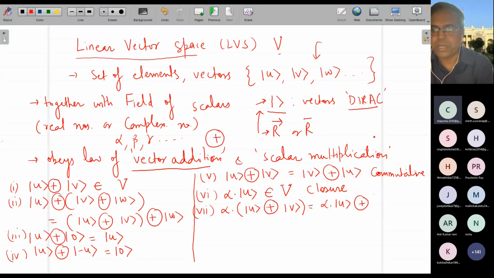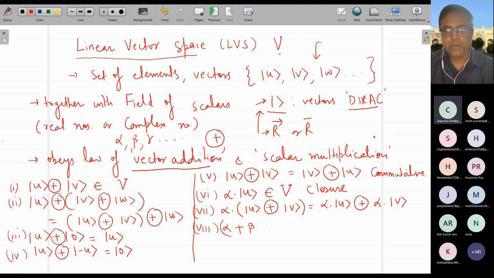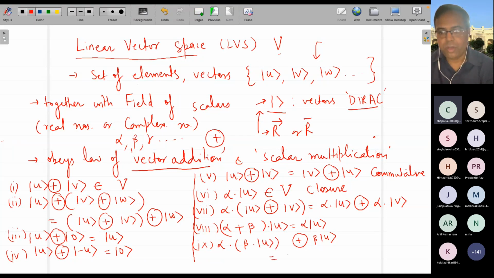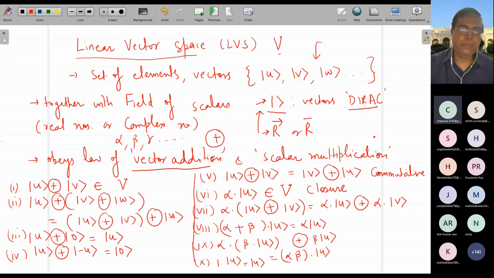Let me write down a few more things so that you see this is called the distributive property. Another distribution is with respect to scalar multiplication: alpha plus beta times u will be alpha u plus beta u. Property number 9, I am still going ahead with my properties: alpha dot beta dot u will be equal to alpha beta dot u. And the final property I would like to write: 1 dot u, where 1 is a scalar, is equal to u.